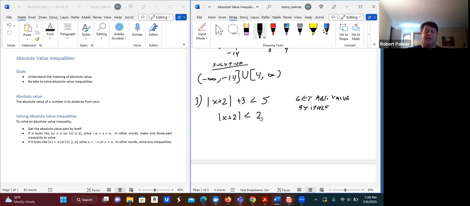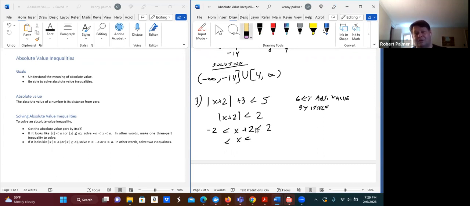Now, this is less than, so once again, it follows this pattern here. Less than a number, we set up the compound inequality. That means the distance of this from 0 is less than 2, so x plus 2 is between negative 2 and positive 2. We just solve this, so subtract 2 from all three parts, and that gives us x in the middle.